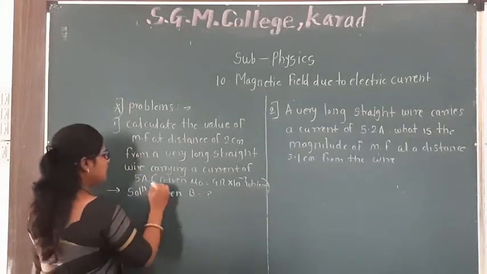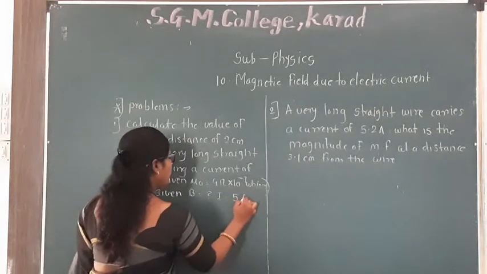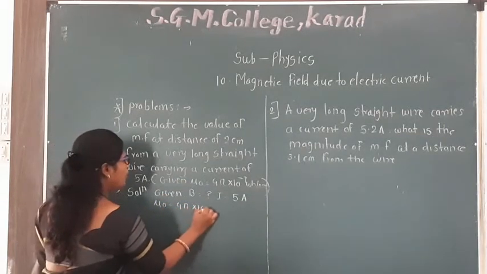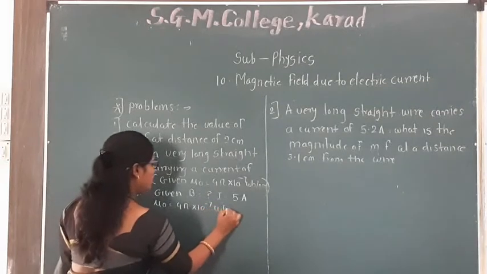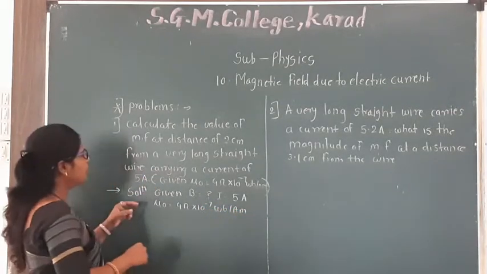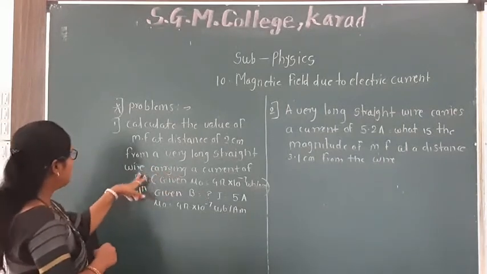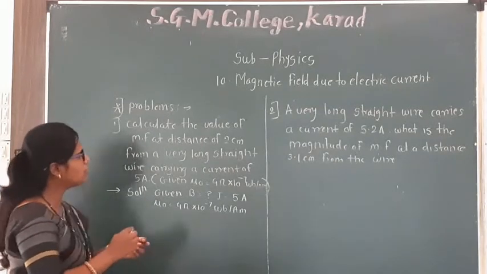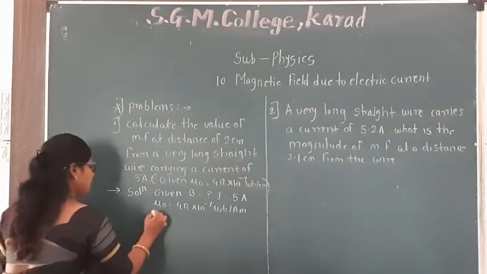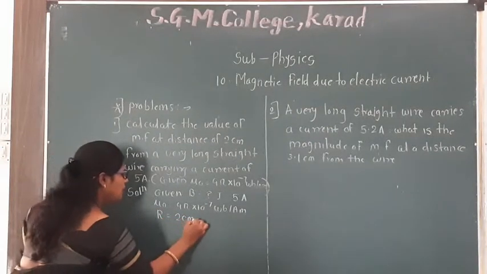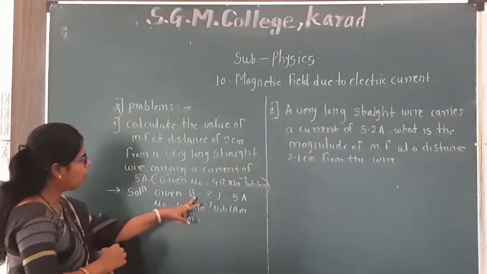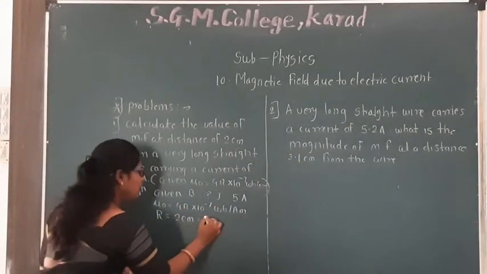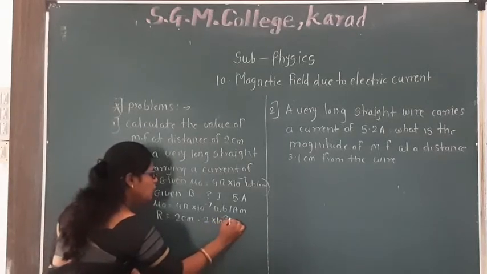Now the given is current: current is equal to 5 ampere, and mu 0 is also given here, 4 pi into 10 raised to minus 7 Weber per ampere meter. One of the terms is also given, a distance of 2 centimeter. That distance means R is given here. Now R is equal to 2 centimeter. Here we have to keep all the quantities in the same unit, so convert 2 centimeter into meter: 2 into 10 raised to minus 2 meter.